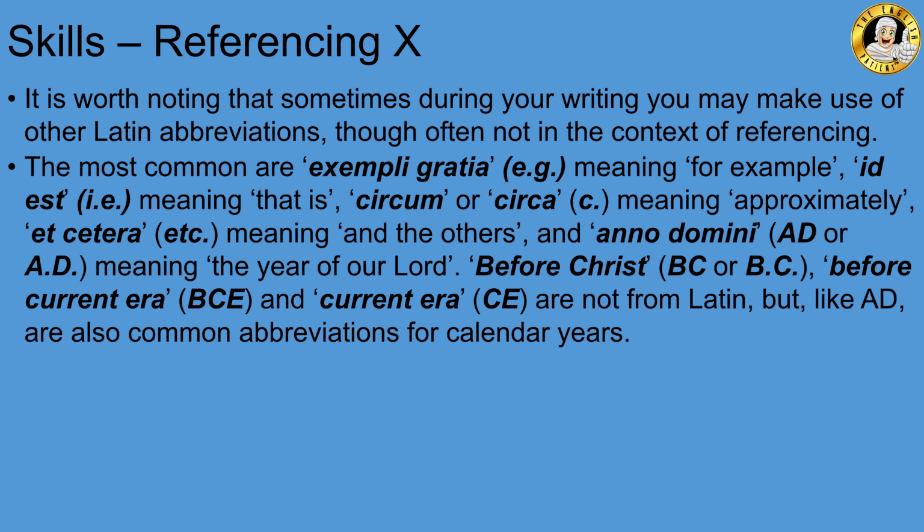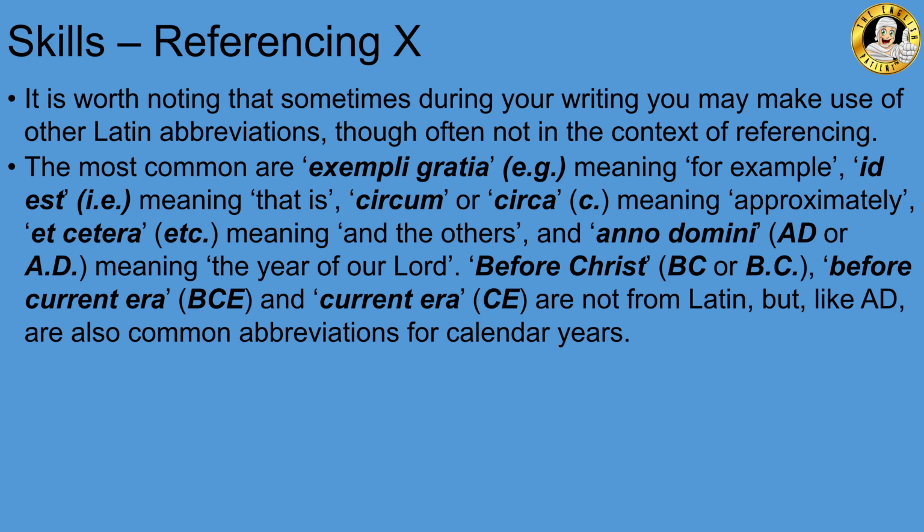Now, in relation to years, you can use Anno Domini, AD, sometimes written with full stops and sometimes without, and this means the year of our Lord. So at the moment, as of speaking, we are in 2023 AD. BC means before Christ. BCE is before current era, and CE is current era.